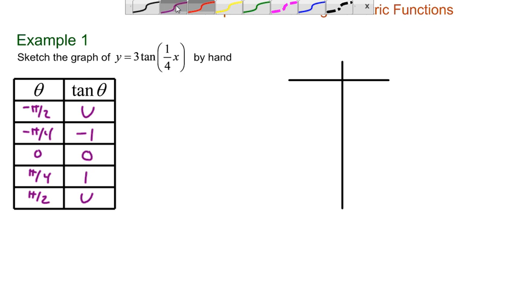Let's go on now to our first example with tangent, which is we're going to sketch the graph of y equals 3 tangent of a fourth x by hand. As you can see here, I've already written down our key points for tangent. We derived that in the introduction video to tangent, and you need to have those memorized.